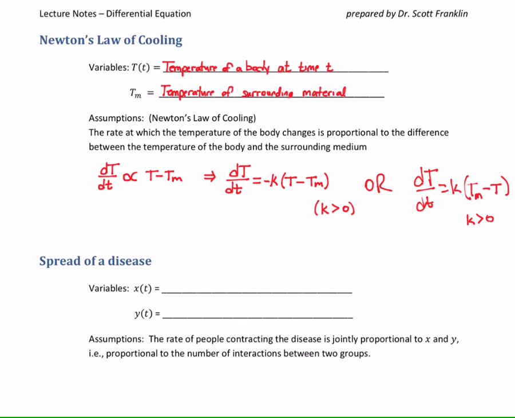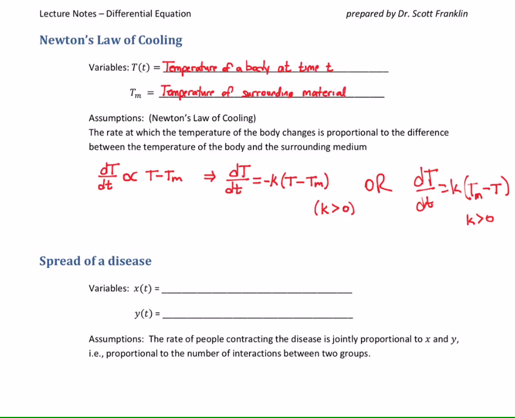And on the second one, if I just switch it the other way around, if the temperature of the body is less than the surrounding medium, so if this term right here is positive, then the temperature is going to increase until it comes up and approaches that T sub m. So you need the rate of change to be positive. Okay? So that's Newton's law of cooling.